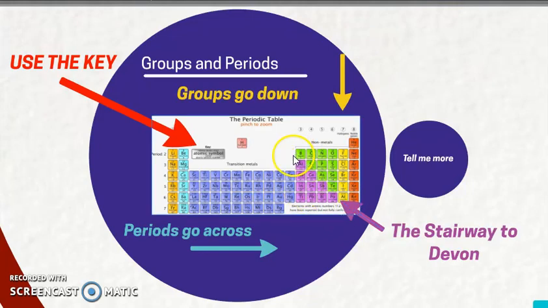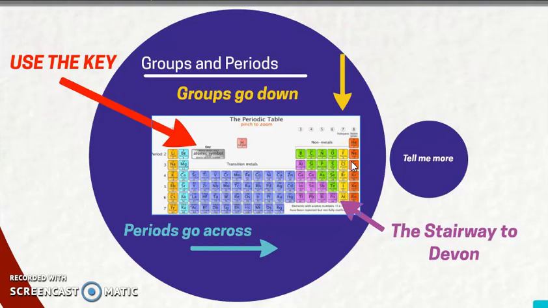Now, originally, I just thought about that as looking like a set of stairs. And then I thought about the song Stairway to Heaven. And then I actually thought, well, we're in Devon, so we'll call it the Stairway to Devon. And that is actually really important because everything on the left-hand side of the stairs is a metal, and everything on the right-hand side of the stairs is a non-metal.